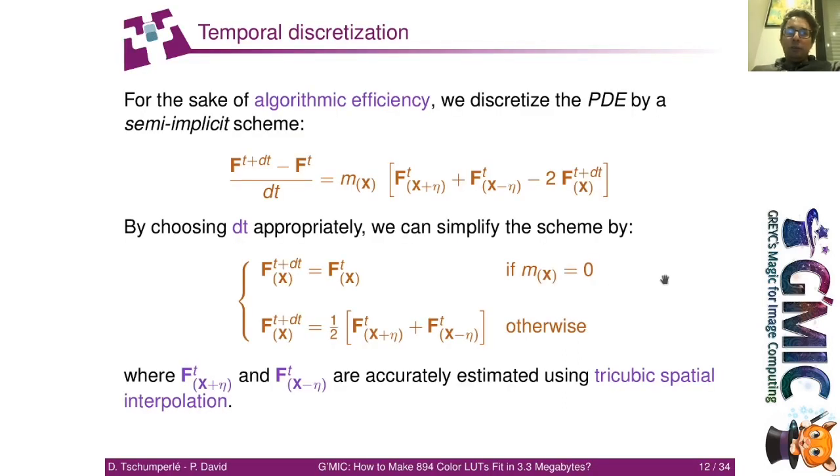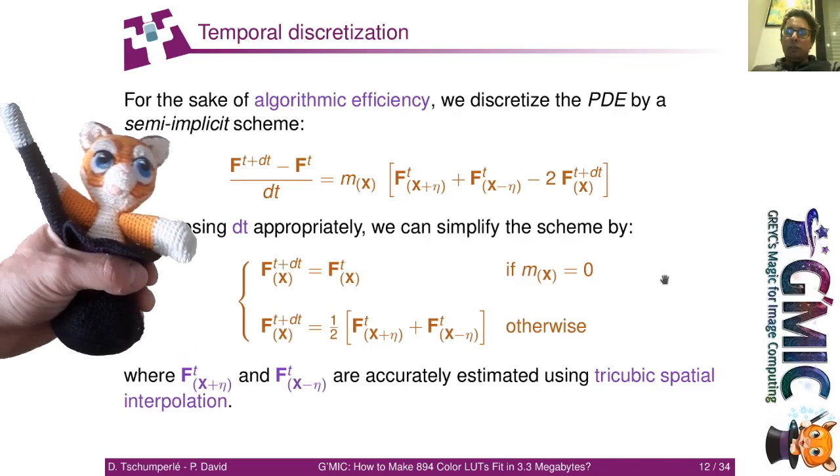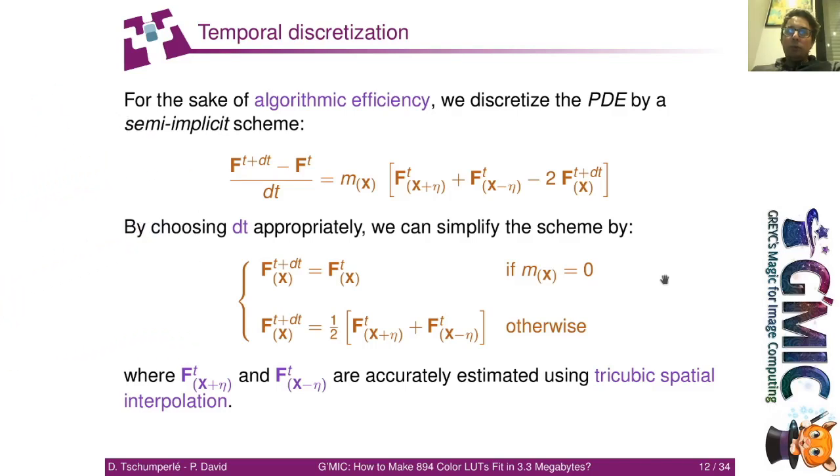Second, we also have to take care of the temporal discretization of the equation. If not done correctly, you may end up with a non-converging diffusion process, or, on the contrary, a slowly converging diffusion process. Again, I won't spend much time on this slide, just be aware that we have found a simple enough numerical scheme that implements the diffusion PDE, and which converges relatively quickly to an acceptable solution.